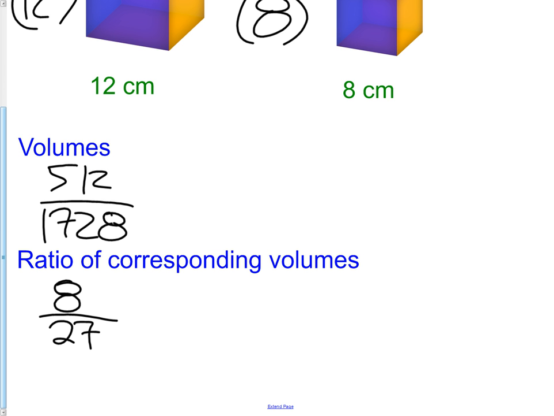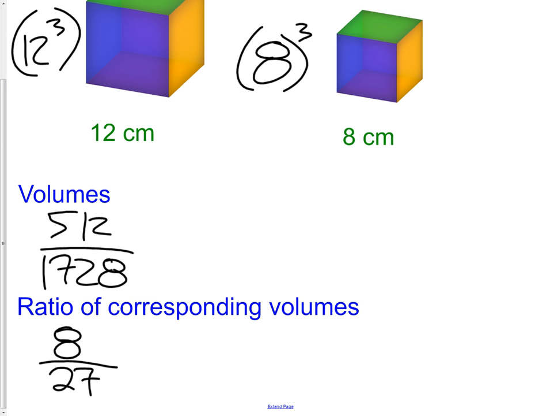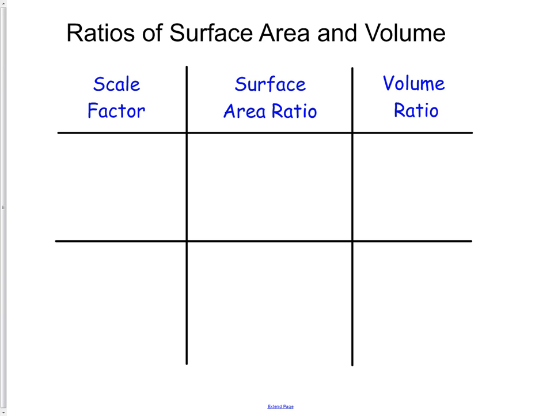And we're done. So let's look at this from a bigger perspective, having all of these on one page: ratios of surface area and volume. Let's start with, what was the scale factor? It was simply 2 to 3. Now the surface area we calculated to be 4 to 9. Let's just look at those two to start with. How do you get from 2 to 4?